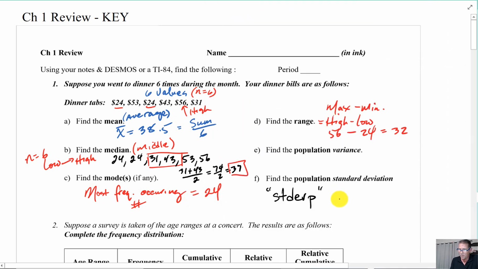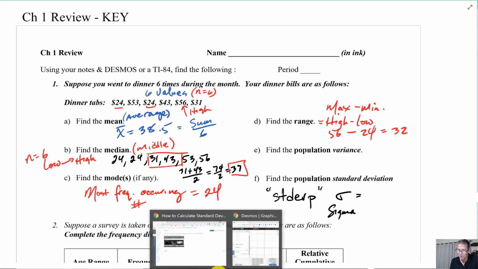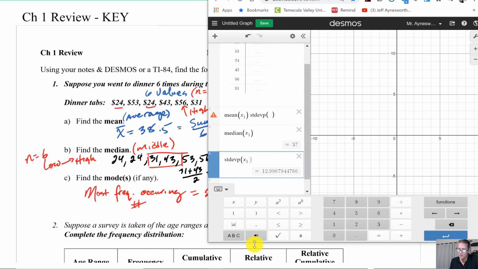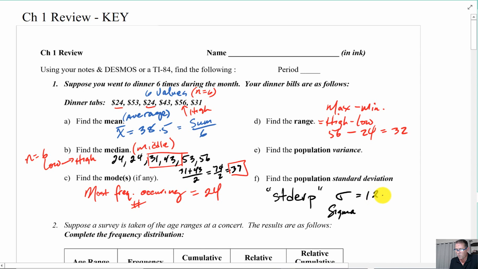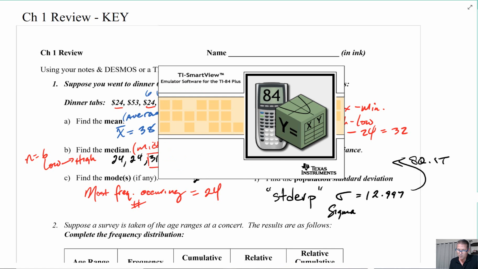So this right here is the population standard deviation, sigma, the lowercase sigma. Let's look at it again. 12.997. Let's round it. Now to get to the variance, you just square it. So this is going to be 12.997 squared.